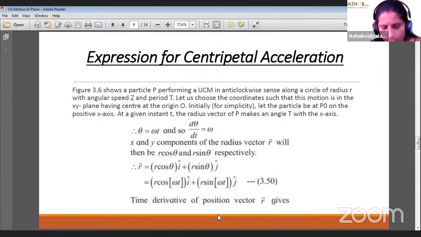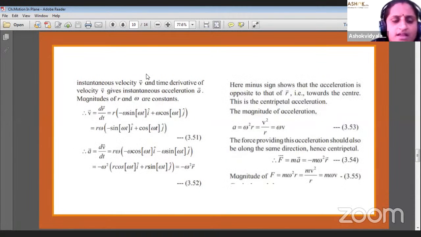The time derivative of the position vector r gives the instantaneous velocity v, and the time derivative of velocity v gives the acceleration a. The magnitudes of r and omega are constant. Therefore, v is equal to dr upon dt, which gives r omega into minus sin omega t into i plus cos omega t into j. Acceleration is the change in velocity upon time, so dv upon dt, where v is nothing but r omega. Substituting this value, we get this equation.